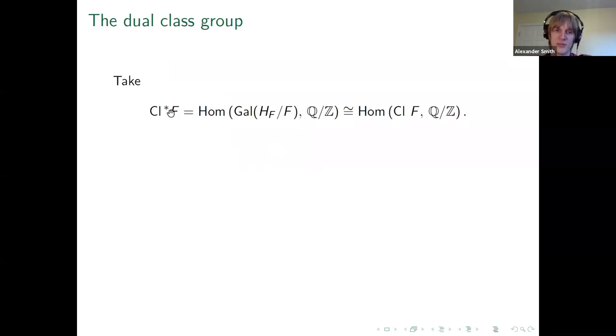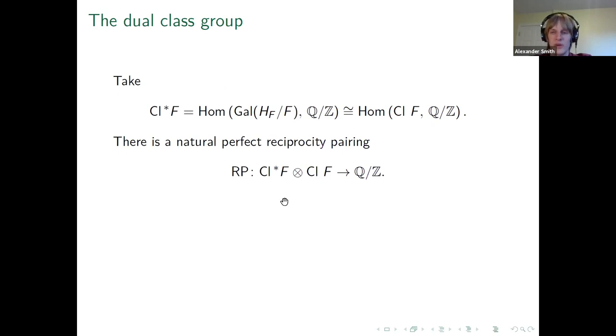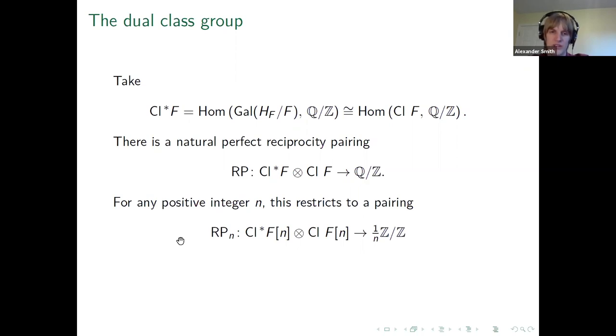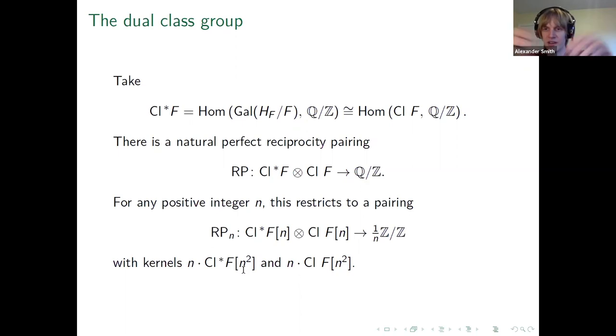So the first thing is the Selmer group, the dual class group to F. I think of this as the set of homomorphisms from the Galois group of the maximal unramified extension of F to Q/Z. And of course, we have a natural reciprocity pairing just given by evaluation. And on n-torsion, this restricts to a pairing whose kernel is the part that comes from the n^2 part. Very analogous to our Selmer groups. And so this is the pairing that I want to be a Cassels-Tate pairing. And it is, or it almost is.